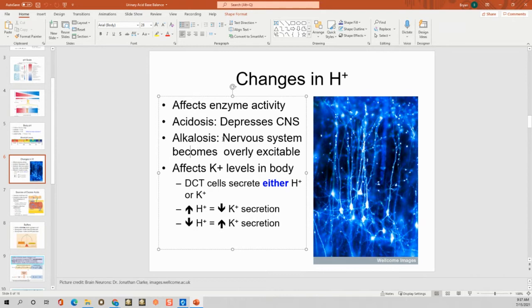Alkalosis. Now alkalosis is the opposite. We have too many OHs, and that's going to end up causing that nervous system to become overly excitable. We start getting seizures, and then they drop into a coma and then die. So it's no bueno. What about these potassiums, Dr. H? What's that got to do with anything?